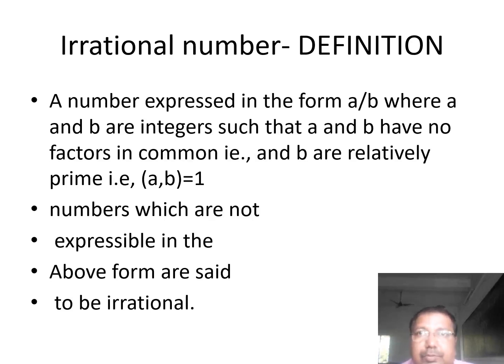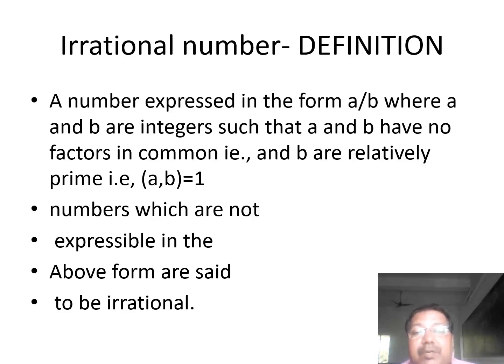First we have to know what is an irrational number or what is a rational number. If you know the rational number, then you can understand what is an irrational number. A number expressed in the form a by b, where a and b are integers, such that they don't have any common factors. That is, numerator and denominator are integers such that they are relatively prime or co-prime. That is, their GCD is 1. This is the definition of a rational number.